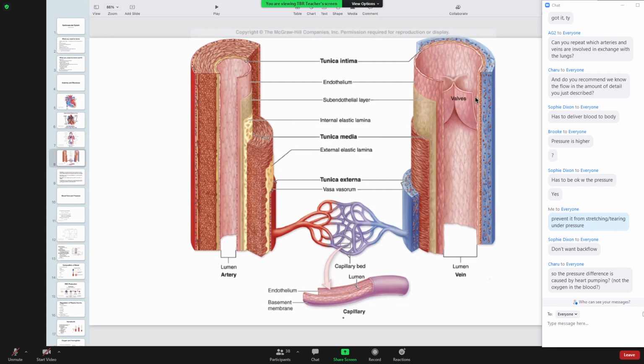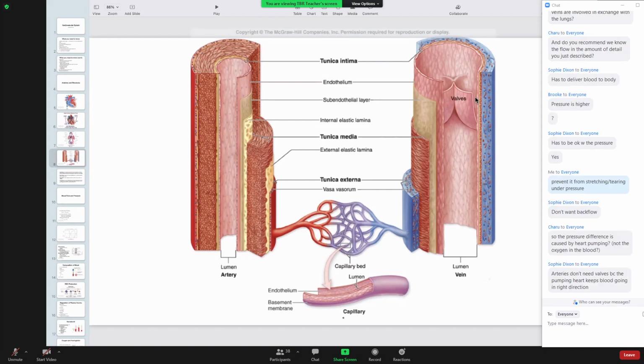So the pressure difference is caused by the heart pumping, not the oxygen in the blood. Yeah, the pressure is not caused by oxygen in the blood at all. We will talk more about fluid dynamics in a few slides. When you have that fluid dynamics lecture, this is the most applicable time you can use it. Arteries don't need valves because the pumping heart keeps blood moving in the right direction. So the blood pressure is not due to oxygen concentration at all. It's pretty much just fluid dynamics.